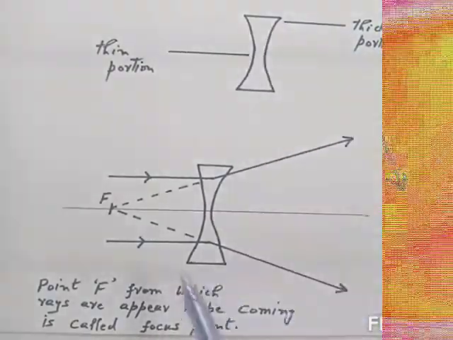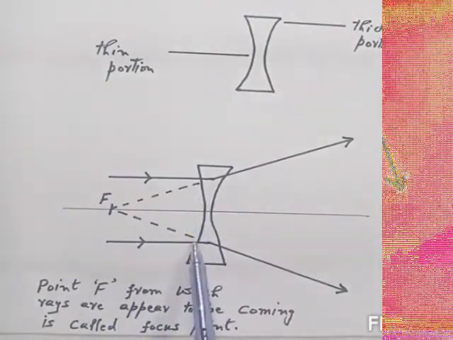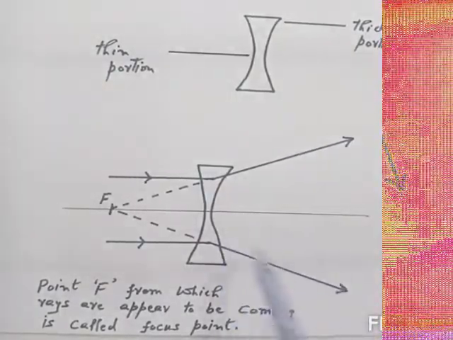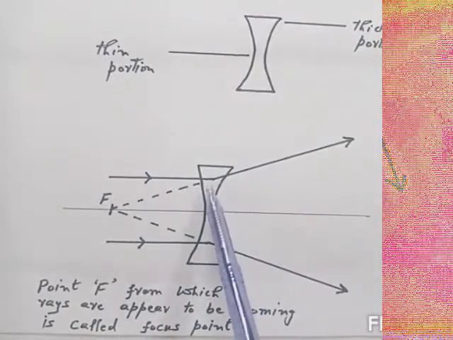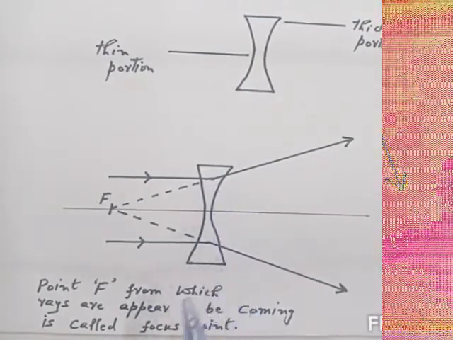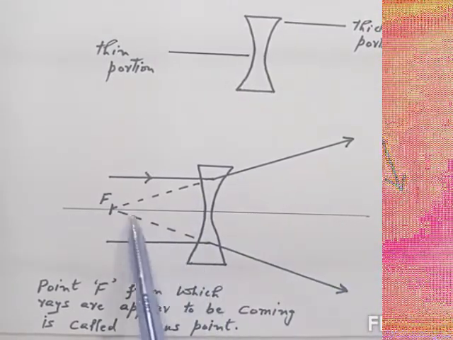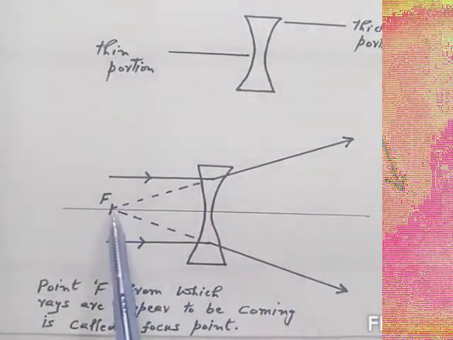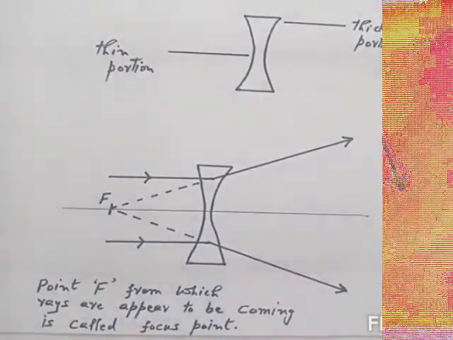Now according to the second diagram, when parallel rays fall on the lens, then after passing through the lens, these rays diverge. So such a lens which diverges the parallel rays is called a concave lens. Now if we trace these rays backward in the dotted line, these two rays combine at this point. So this point at which these rays combine is called the focus of the concave lens.